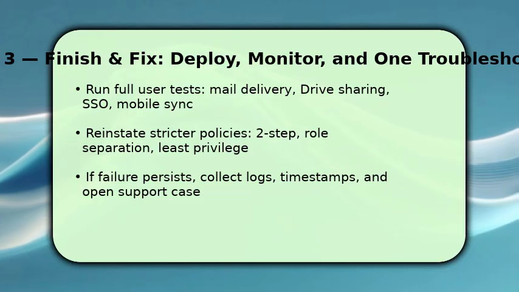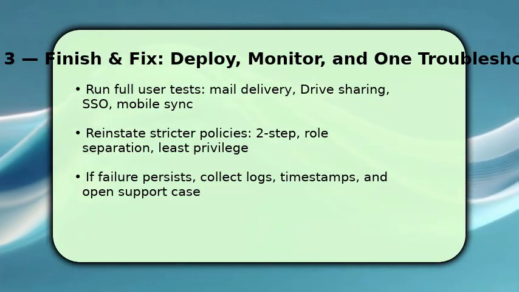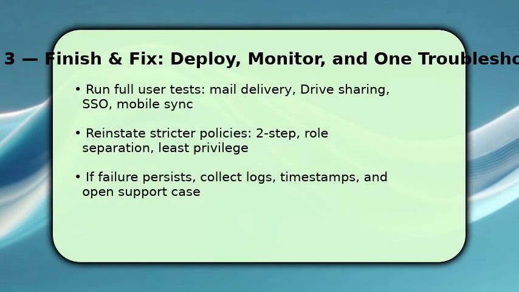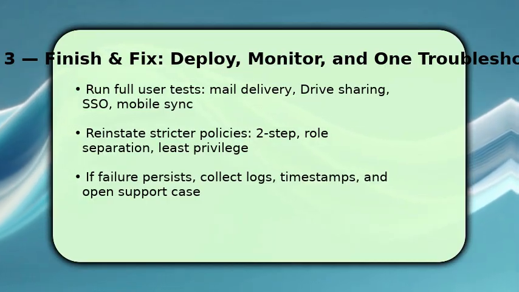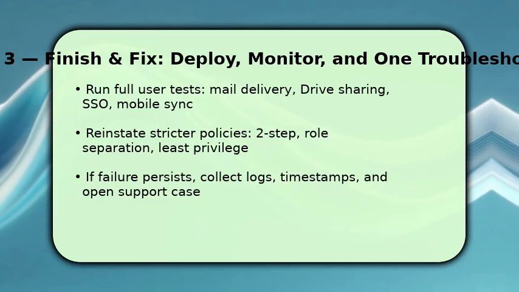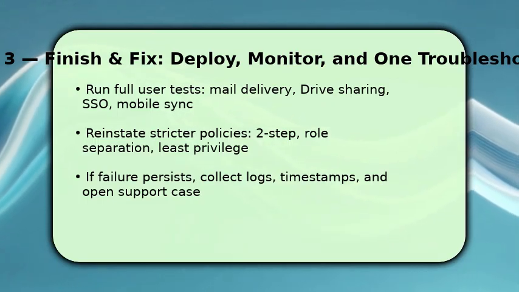Finish by validating everything and establishing prevention. You must test mail flow, drive sharing, SSO, and mobile sync from representative accounts. This confirms user impact is resolved.